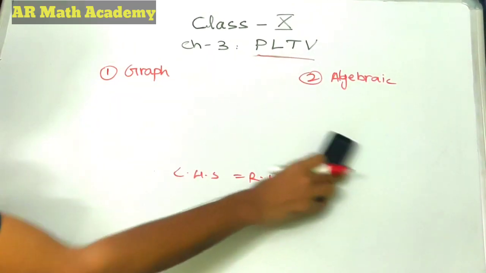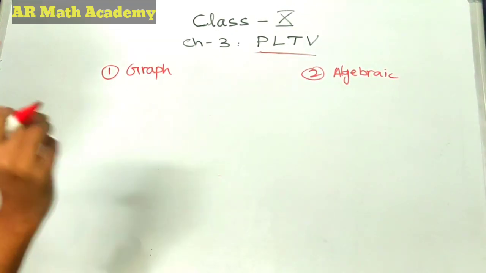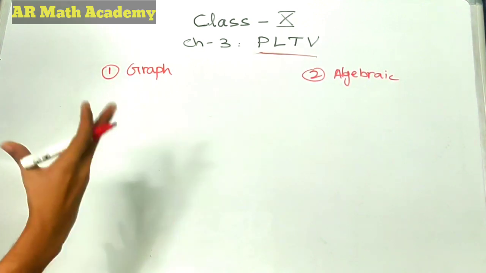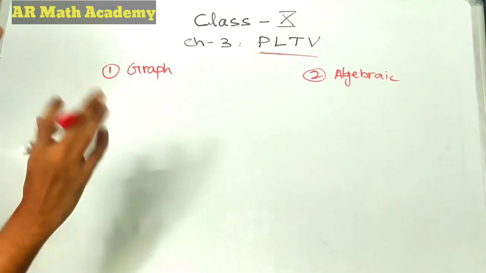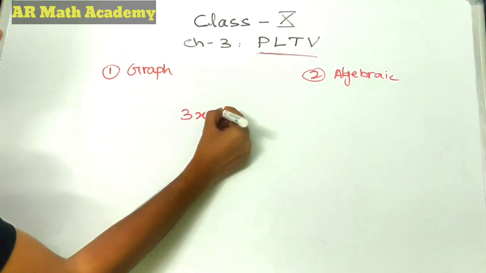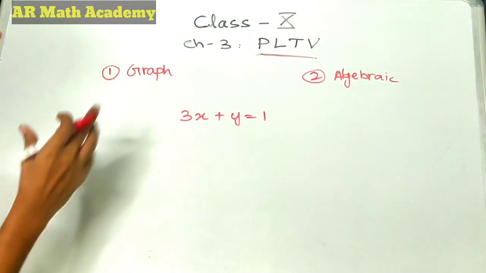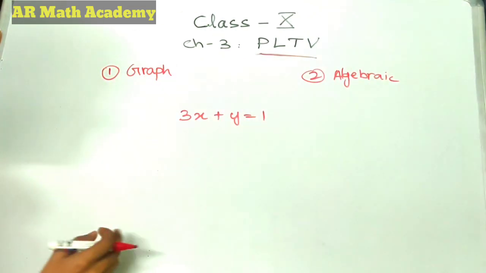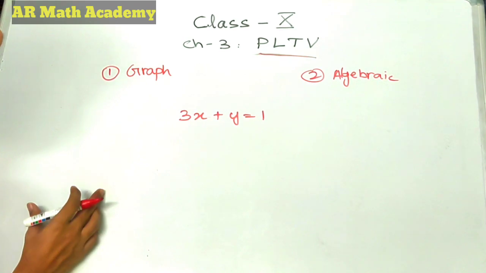So the first, as I have already told you, is the graphical method, and in the graphical method what we are going to do is plot these equations. Well, you can think, how can we plot equations? I'll address that problem as well. Now let me give you an equation: 3x plus y equals 1. This is our first equation. When I give you this equation, it can be plotted in a graph. If you think how can it be plotted, I'll give you an example.